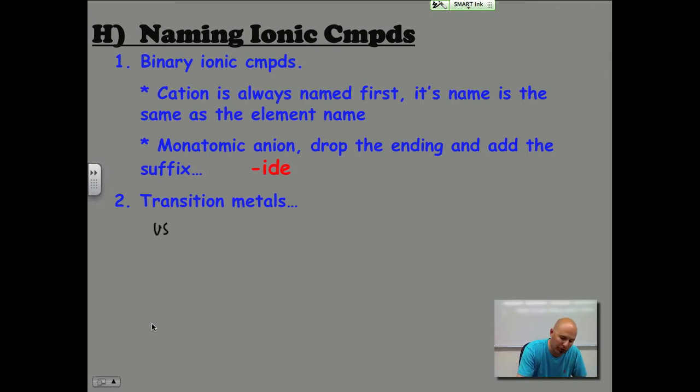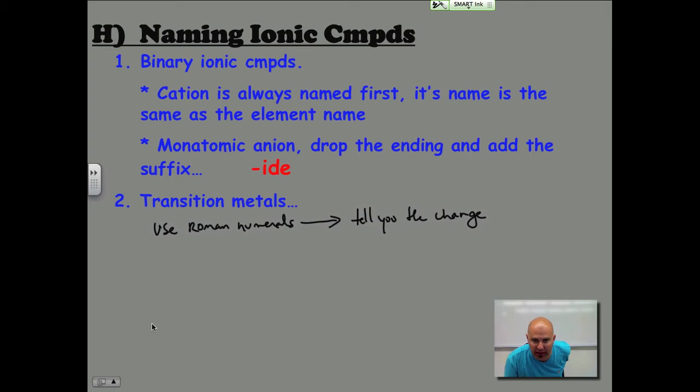We use Roman numerals to describe what the charge is. Roman numerals tell you the charge, not how many there are. A lot of people think of how many there are. It's not how many you have, it's what is the charge on the substance.